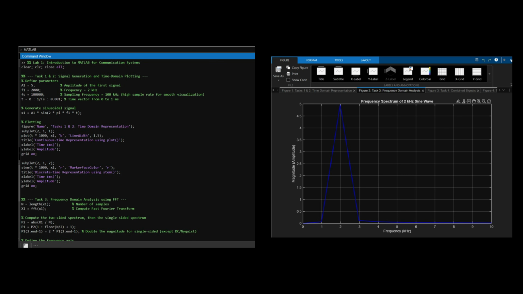Next, in task 3, we shift from the time domain to the frequency domain using the fast Fourier transform, or FFT. After computing the two-sided spectrum, we convert it to a single-sided magnitude spectrum and scale it properly to accurately reflect the true amplitude. As visualized in figure 2, the frequency axis is zoomed into the lower frequencies, from 0 to 10 kHz. As expected, we see a single sharp dominant spike exactly at 2 kHz with a magnitude of 5, perfectly matching our original signal parameters.